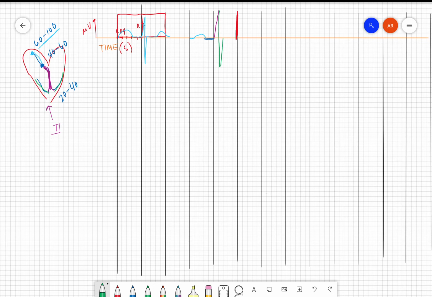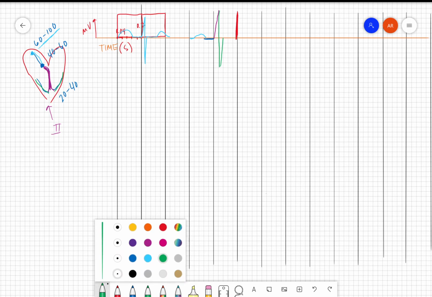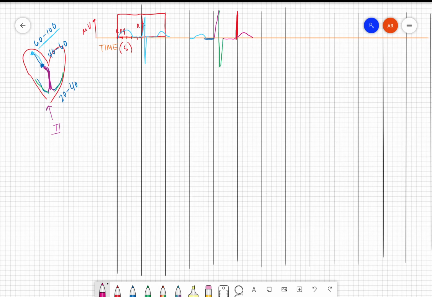And as the ventricles repolarize themselves, we're going to see this T wave occur. And that's just the electricity resetting itself. So electricity will basically be coming back towards us because it's a positive. It's going up on our strip.